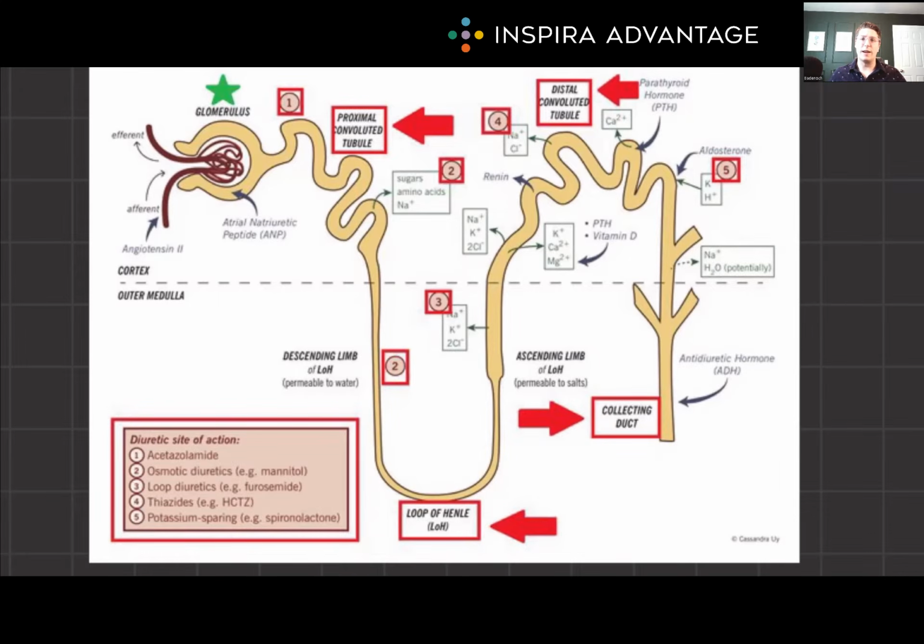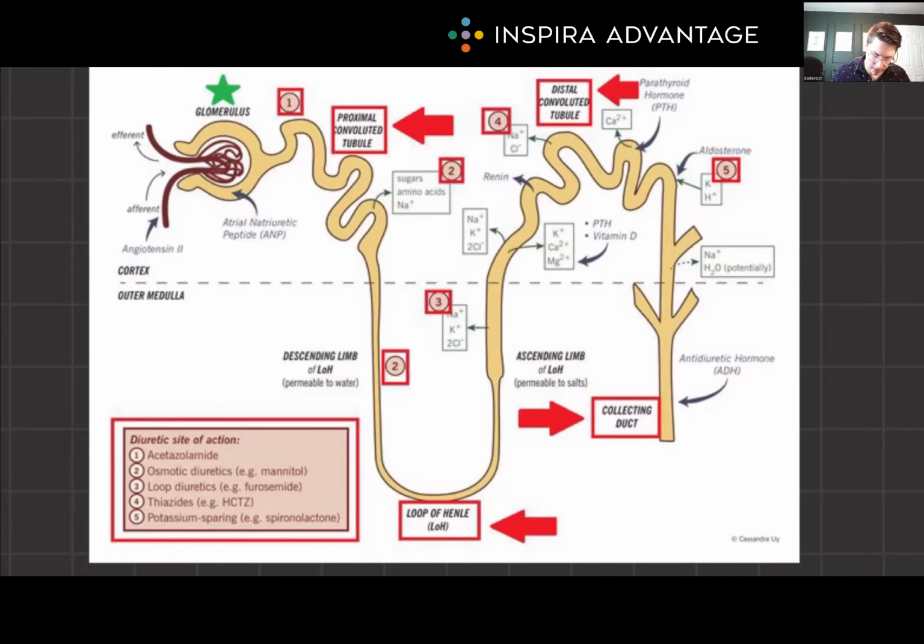ADH operates by making the collecting ducts of the nephrons more permeable to water, allowing more water to be reabsorbed back into the bloodstream from the filtrate produced by the kidneys. This action conserves water efficiently and is a direct response to signals of high blood osmolarity or low blood volume, which are detected by osmoreceptors in the hypothalamus.